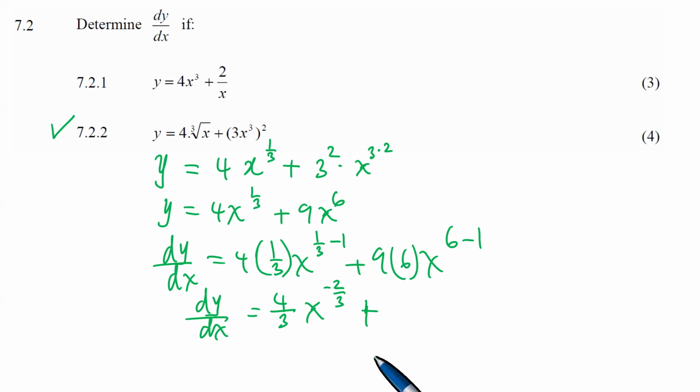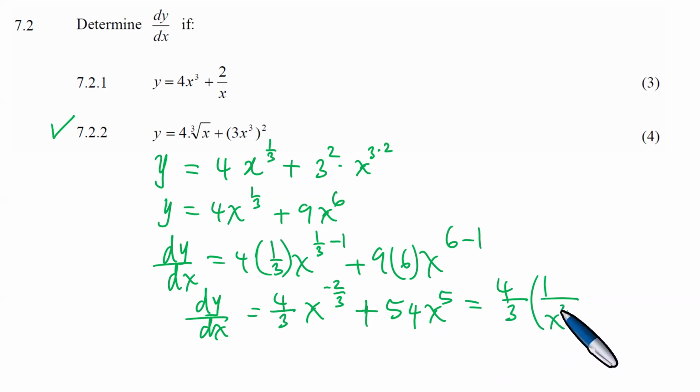9 times 6, you already know very well, is 54. 9 times 6 gives us 54, x to the power 6 minus 1, giving us the power 5. And therefore this is 4 over 3 times 1 divided by x to the power 2/3, plus 54x to the 5th power. This is the derivative, and this is the slope at any point of the function.